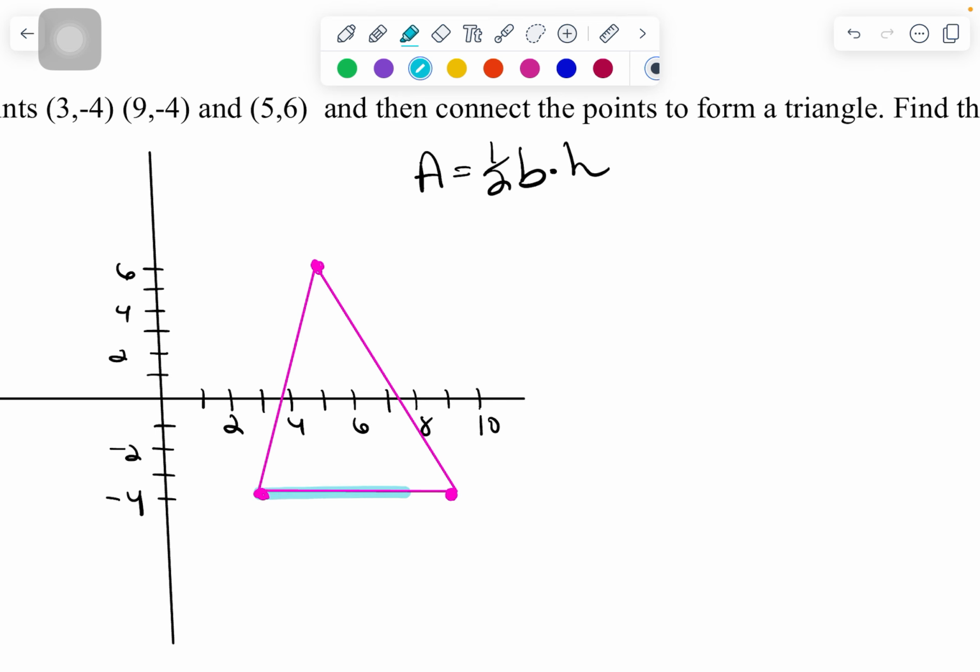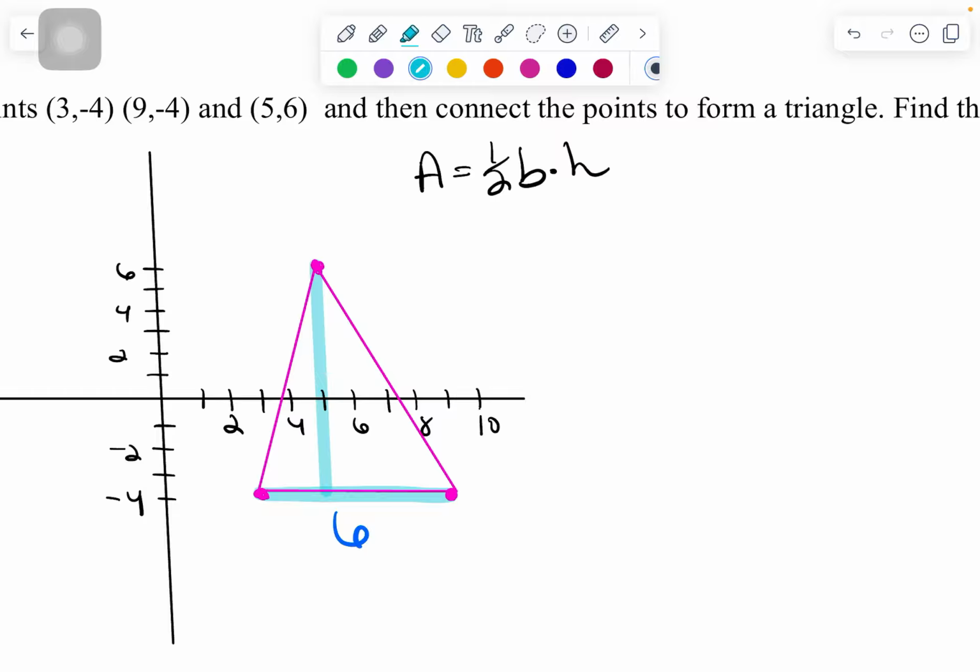So this edge right here goes from positive 3 on the x-axis to positive 9. So that's 1, 2, 3, 4, 5, 6 spaces, which means this edge is 6 units. Okay, so if you want to see it again, we went from positive 3 to positive 9. So positive 3 here, 1, 2, 3, 4, 5, 6 spaces. There's my edge of 6. I'm going to do the exact same thing for the height. All right, there's my height.